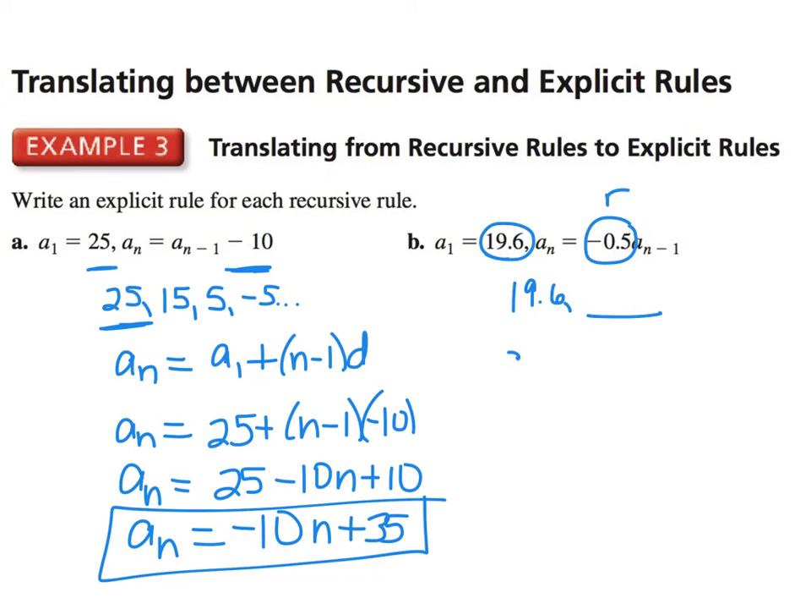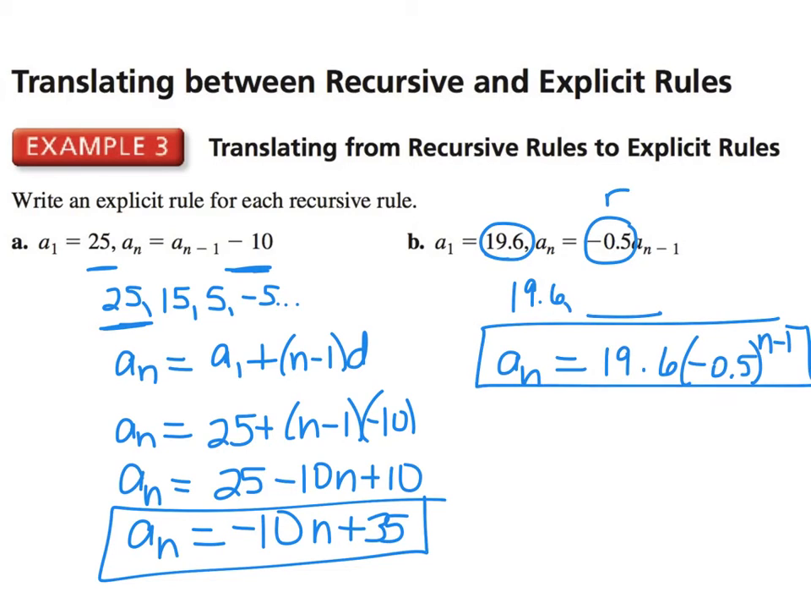If we plugged it in to our formula, it would be first term multiplied by negative a half to the n minus 1 power. And that's the rule for geometric sequences that are explicit rules. That's it. If you wanted to find the 50th term, you would just plug in 50 there and get it from there.